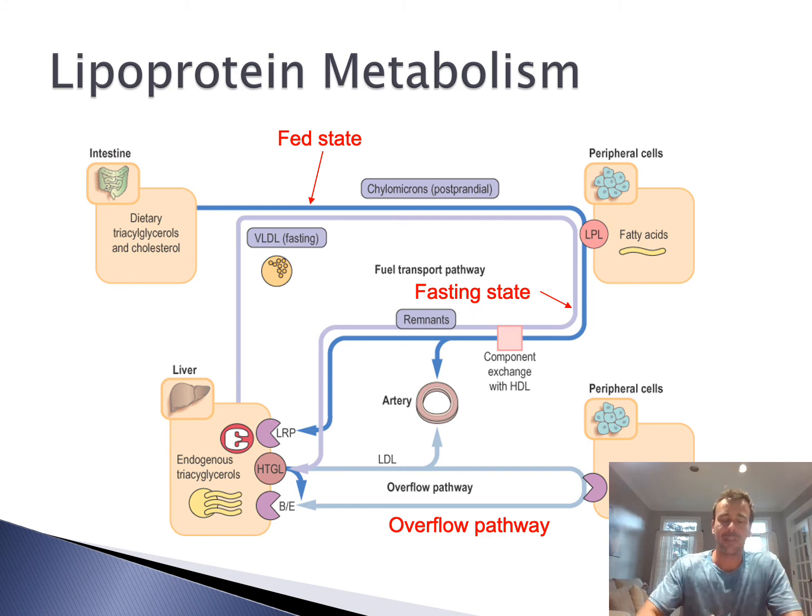Here's a picture of essentially what the last slide just said. I'll talk through each of these, but this diagram will get smaller on the next slides. The dark blue lines are what happens during the fed state, and the lighter blue lines during the fasting state, and then we also have something called the overflow pathway, which I'll talk about. All these things are going on all the time in our body, but during the fed state, more of this is occurring, and during the fasting state, more of this is occurring. So let's talk through that.